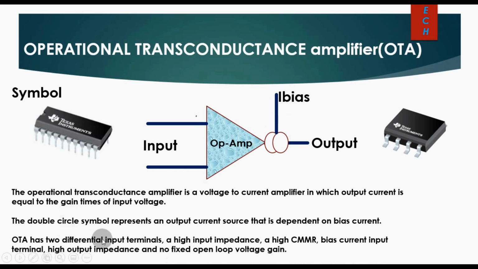OTA has two differential input terminals, a high input impedance, a high CMRR, a bias current input terminal, and a high output impedance, and it has no fixed open loop voltage gain. So these are some basic points regarding the operational transconductance amplifier.